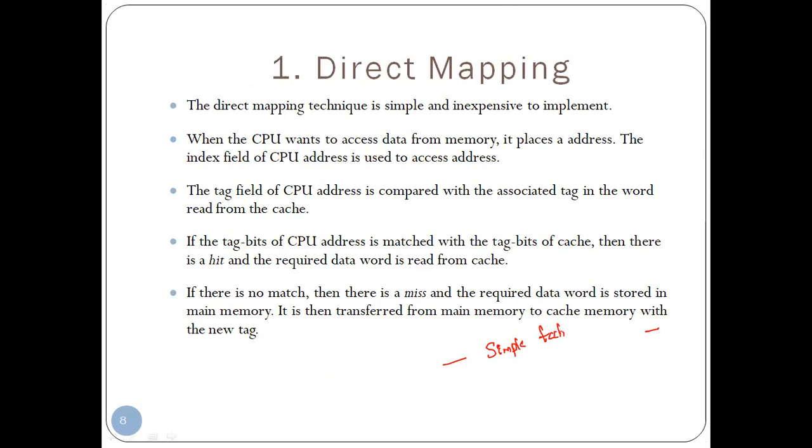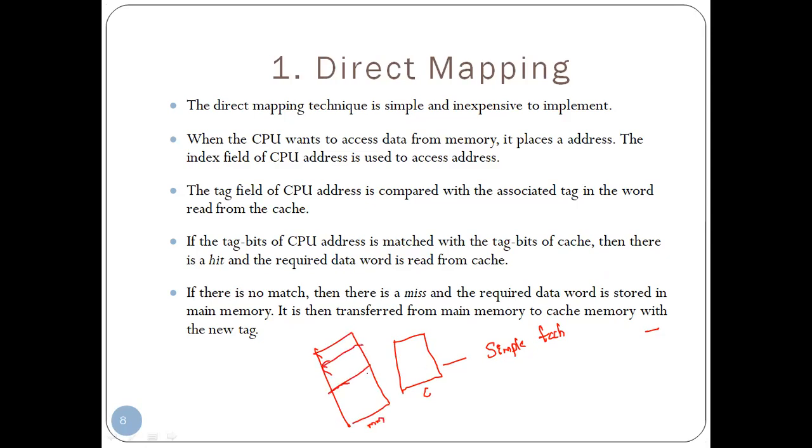No hectic is needed when we talk about direct mapping. Direct mapping means it maps each block of main memory into one possible cache line. Here I'll draw a diagram for you. Suppose this is the cache memory and this is the main memory.